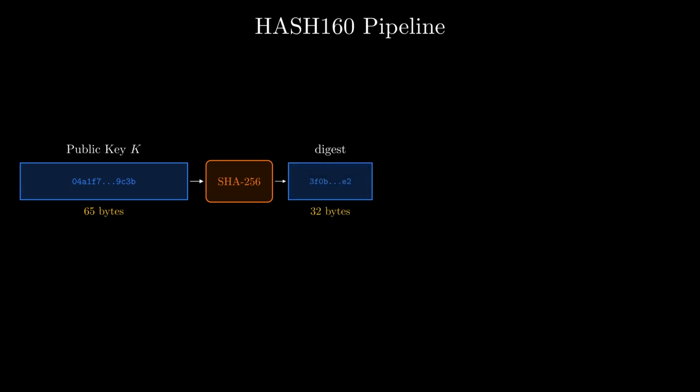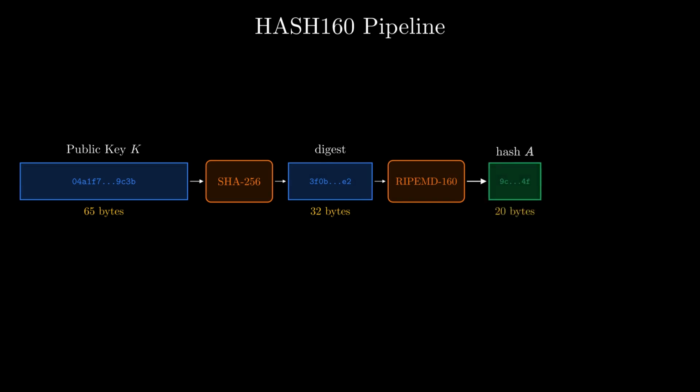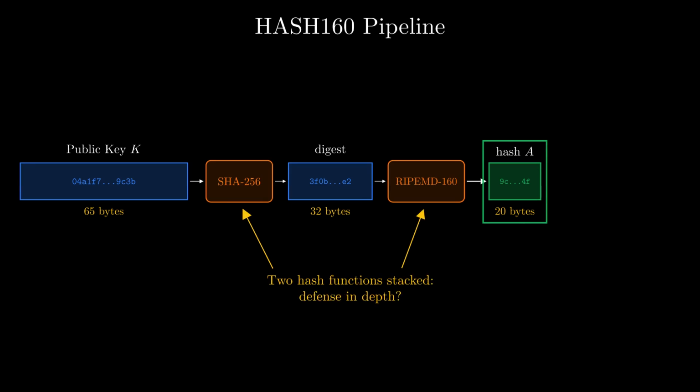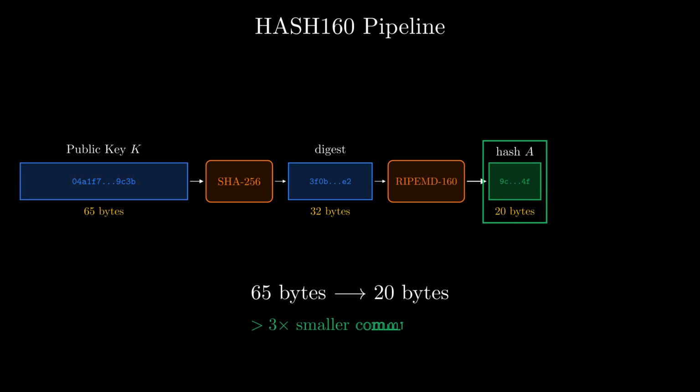Bitcoin's specific recipe is called hash160. Take the 65-byte public key K, run it through SHA-256, producing a 32-byte digest. Run that digest through RIPEMD160, producing a 20-byte output. That 20-byte value is the address hash A. Satoshi never explained why he chose 2 different hash functions stacked together. One theory is defense in depth against a weakness in either one. The result is what matters. A 65-byte key compresses to a 20-byte commitment, shrinking the data Alice needs to receive by more than 3 times.